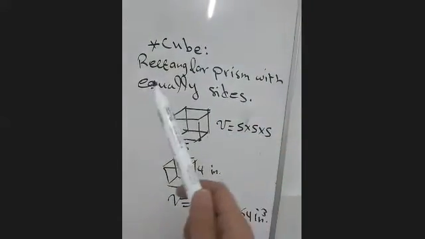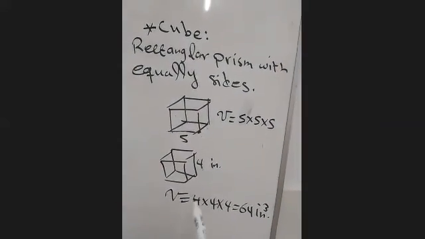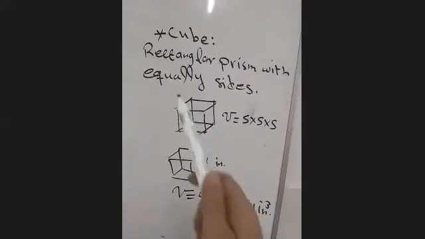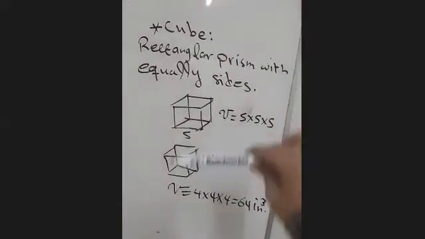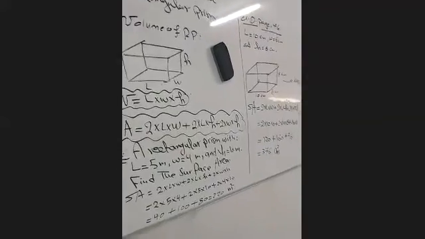Don't forget the extra information about the previous lesson: the cube, a rectangular prism with equal sides. If you have it, you just multiply the side length 3 times, length by width by height, to get the volume. This is for the previous lesson, and this is the formula for today's lesson, how to find the surface area of a given rectangular prism.